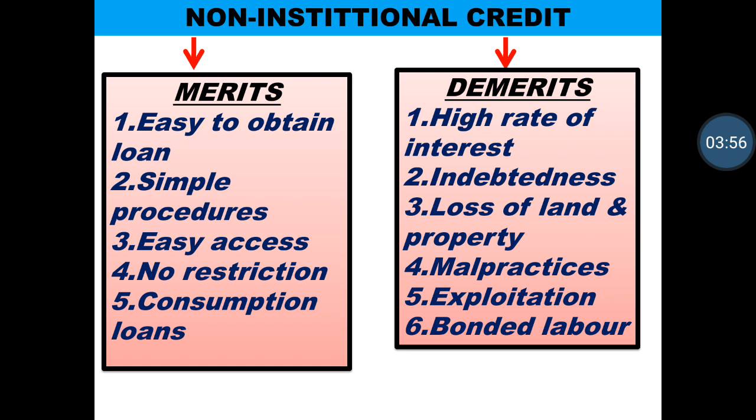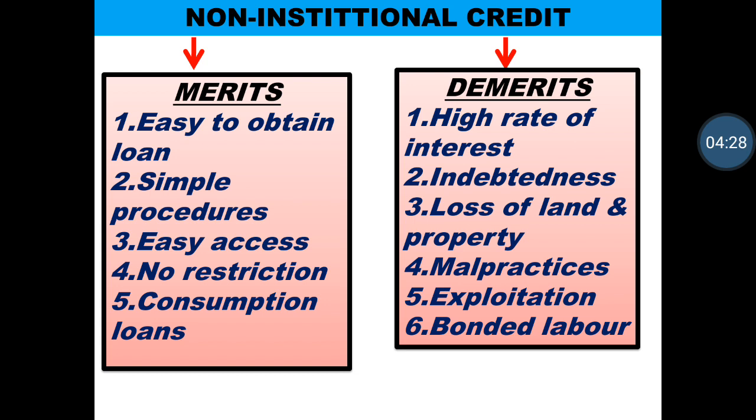Okay, why are still 40% of farmers, or we can say marginal or small farmers, depending on non-institutional credit? The reasons are as follows. First, there are merits. There are some advantages so that these people are depending on non-institutional credit. Number one is easy to obtain loans. It means the borrower and lender both know each other, so they don't have to wait for the loan. They can easily get it whenever they require.